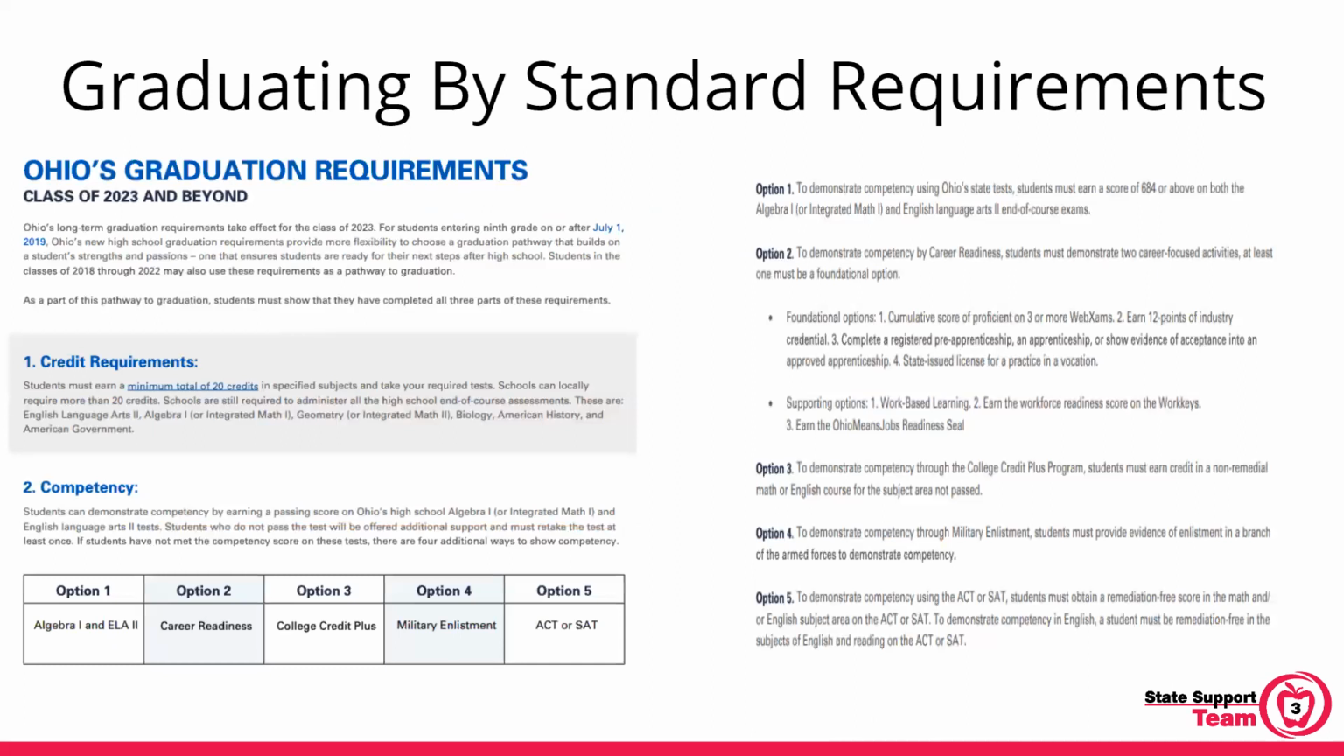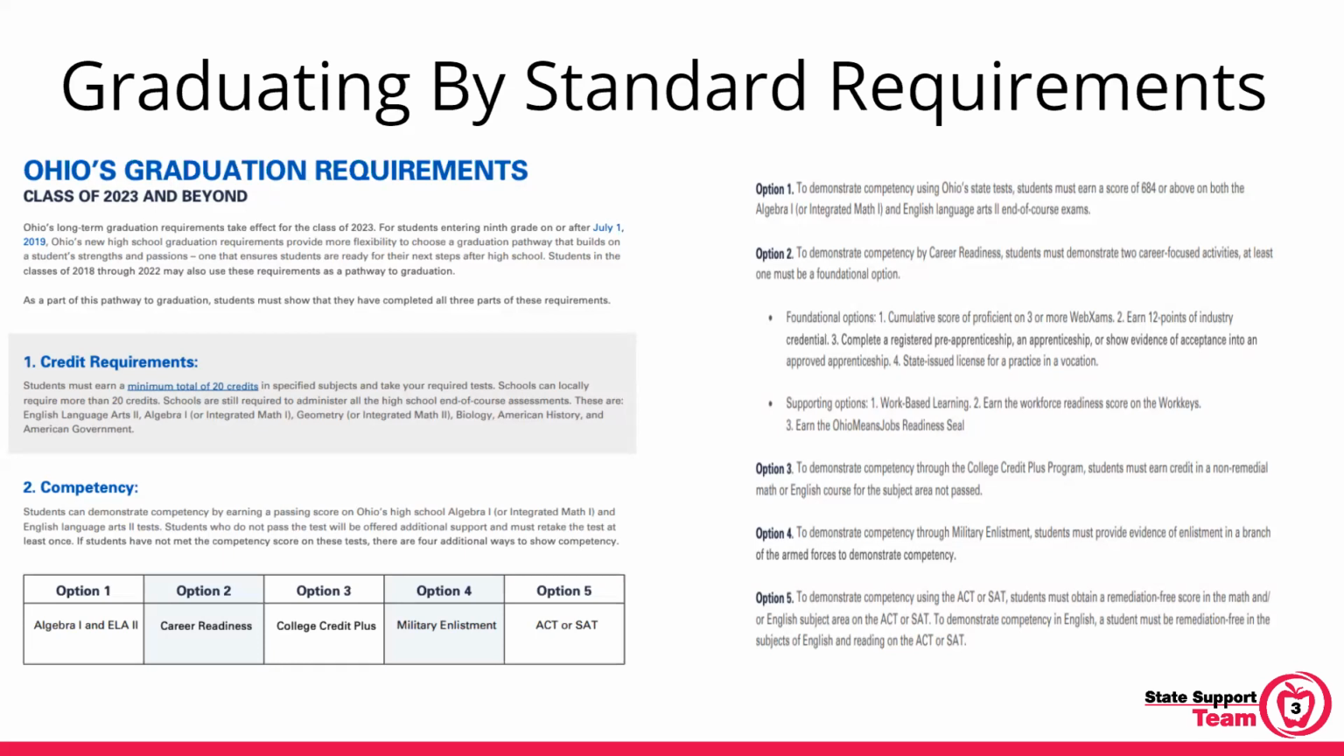Okay, so talking about graduating by the standard requirements, with Ohio's new permanent graduation requirements, there are basically three things that students have to do to graduate by the typical or standard requirements. First is to receive the credits. The Ohio Department of Education and Workforce has a minimum of 20 credits. Most school districts exceed the 20, but that's the first thing: get the credits.